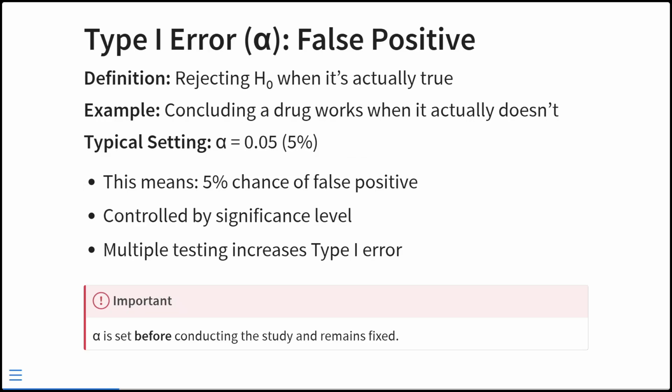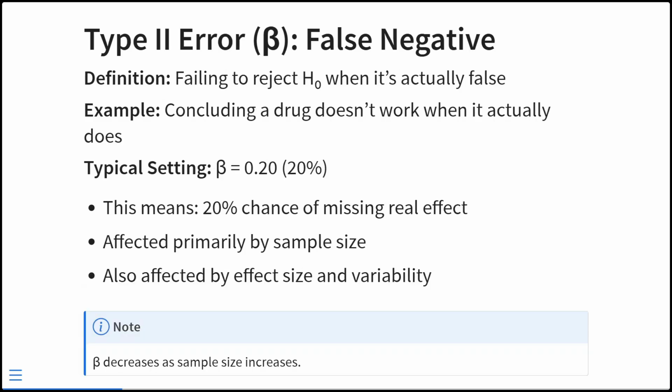A type 1 error is when you reject the null hypothesis when it's actually true. For example, concluding a drug works when it actually does not. We usually set the probability of committing this error at 0.05, or 5%. This means a 5% chance of a false positive. It's controlled by the significance level, and multiple testing increases type 1 error. Alpha is usually set before conducting the study and it remains fixed.